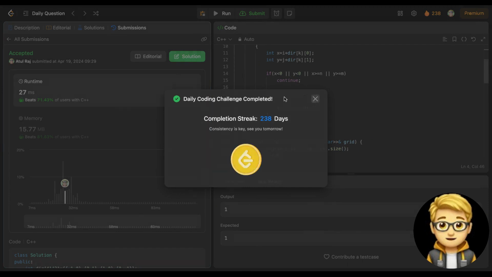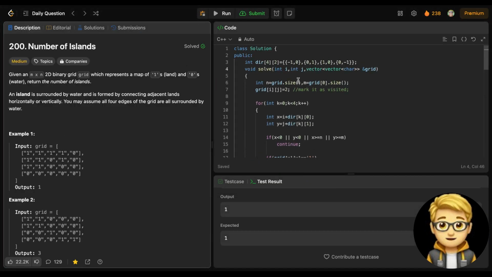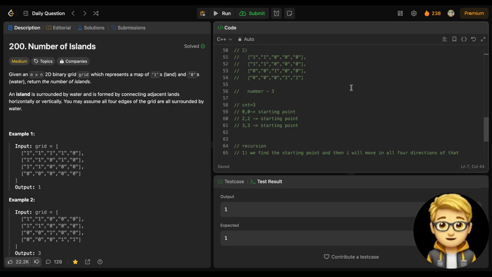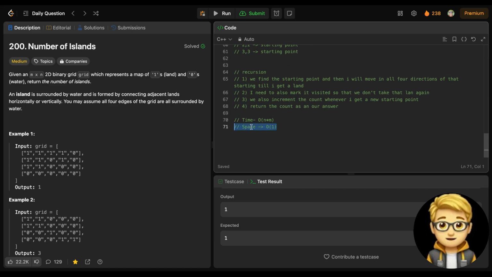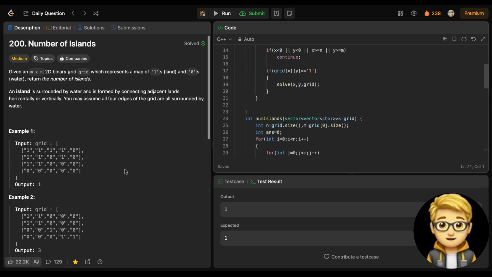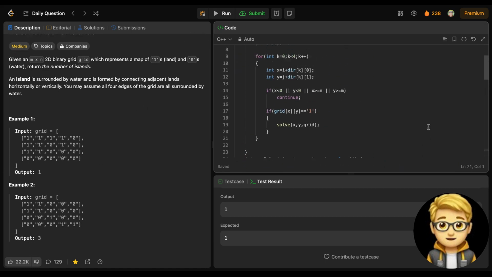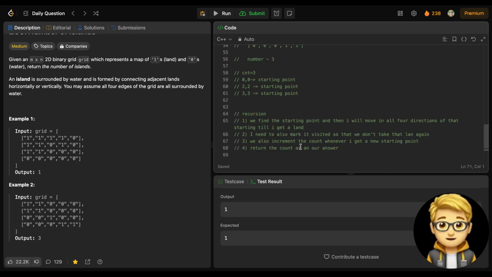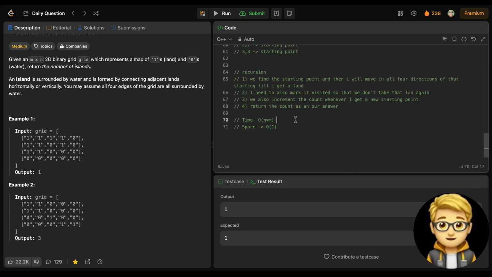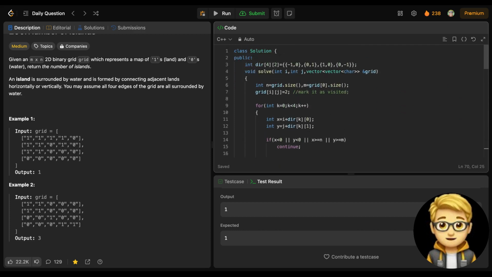So in this, we haven't taken any extra space. We are using the given input array, so I am not using any visited array. So that will be O of 1, right? And we need to move over all the cells, so that will take O of n into m. Plus, if you consider the recursion stack, that will again be O of n into m in this case. So this is how we will solve the question.